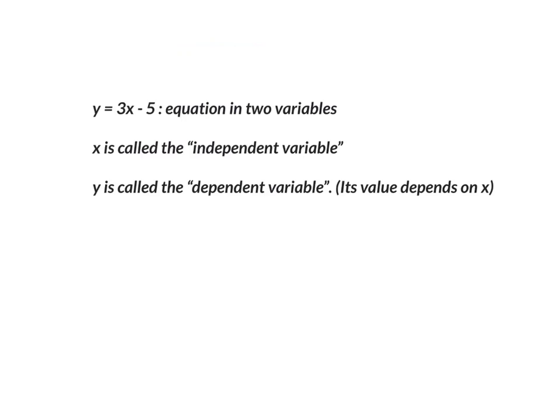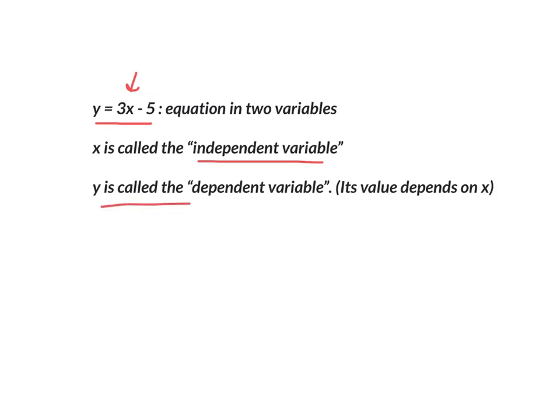Vertical line test works. A couple words here. y = 3x - 5 is called an equation of 2 variables because it has 2 variables. It has an x and a y. x is called the independent variable, meaning you can put anything in for x there you want to.